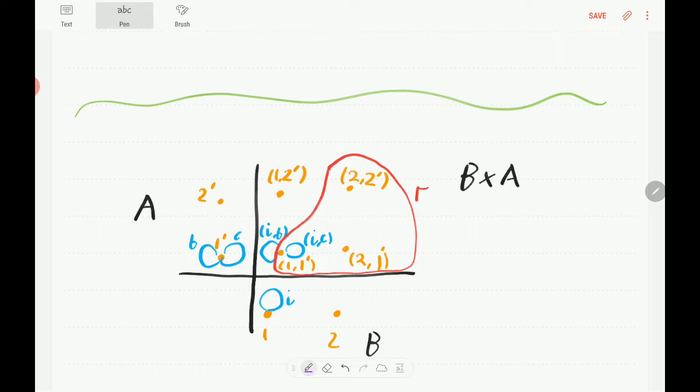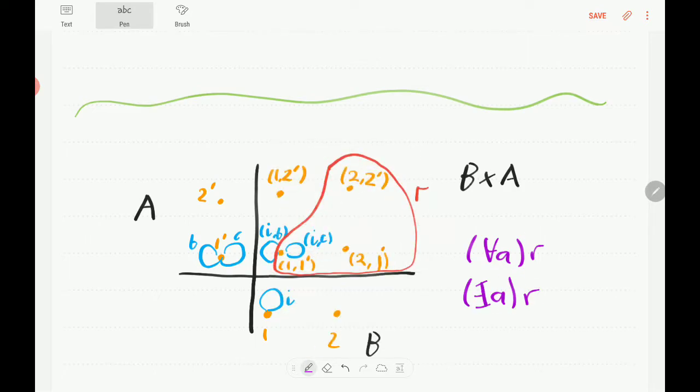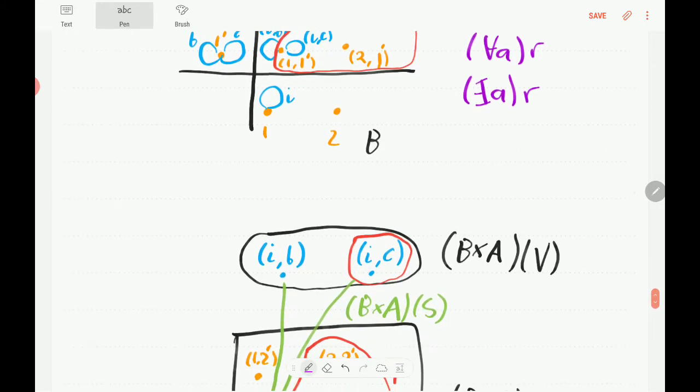Now, the question is, what is for all AR, and what is there exists AR? These are both going to be sub-objects of B, but what do they look like? This is what we want to compute. So let's start with the second one. There exists AR. What does that look like?